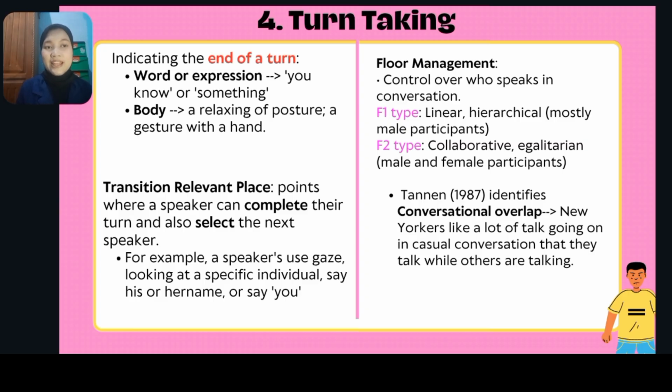According to Tannen, 1987 identifies conversational overlap. It means New Yorkers like a lot of talk going on in casual conversation, so they talk while others are all talking.